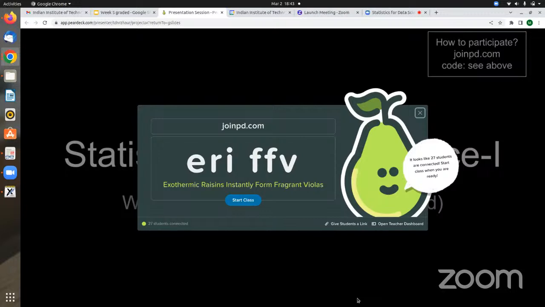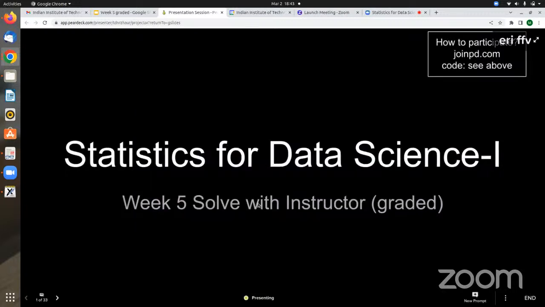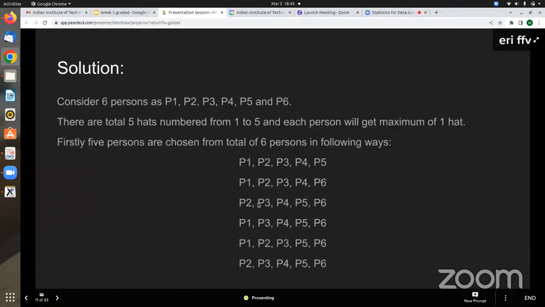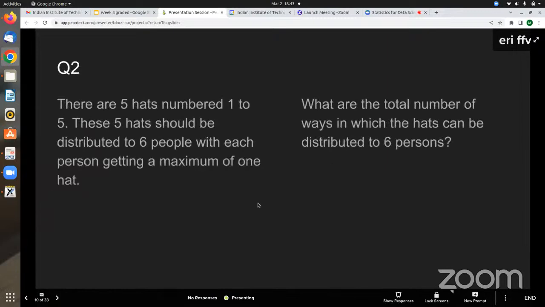Can you go to that slide? It shows the first slide. Yeah, okay, I'll just change the slides. So I think we were in question number 2. Right now you can write the answer.